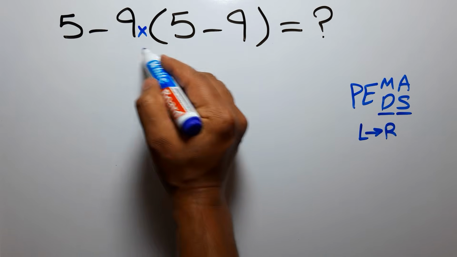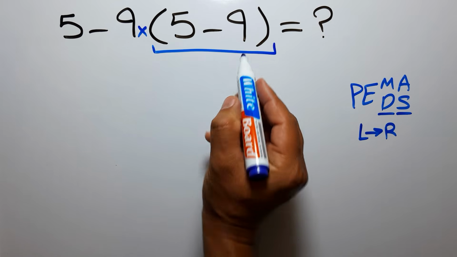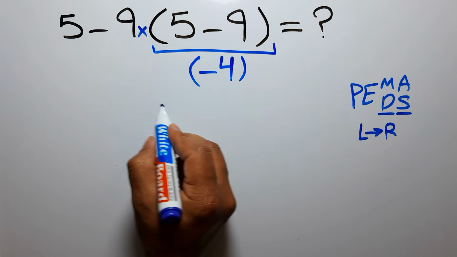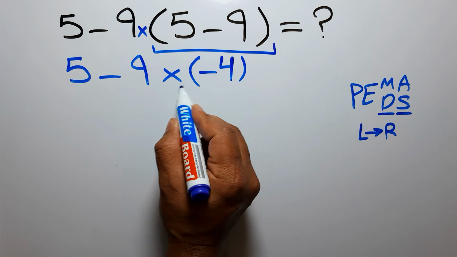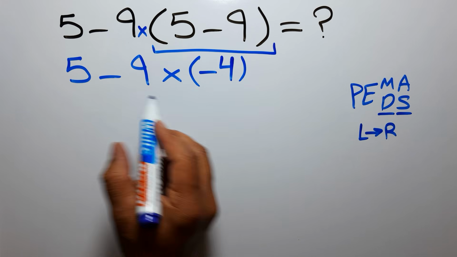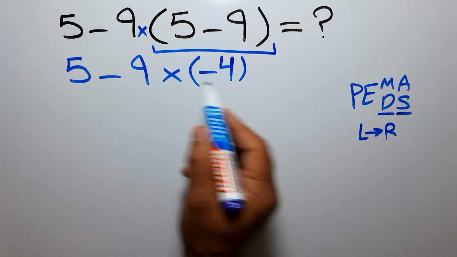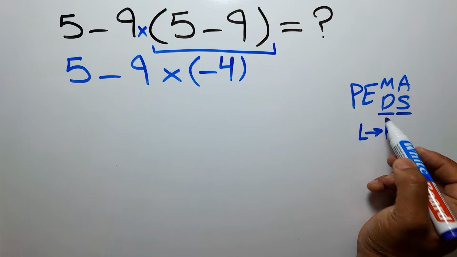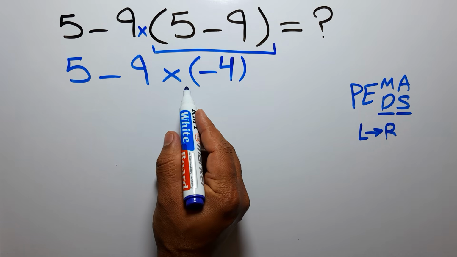So first we have to do this parentheses. Inside this parentheses we have 5 minus 9, which equals negative 4. So we have 5 minus 9, then times negative 4. Now we have one subtraction and one multiplication. According to PEMDAS, multiplication has higher priority than subtraction because multiplication comes before subtraction. So here first we have to do this multiplication.